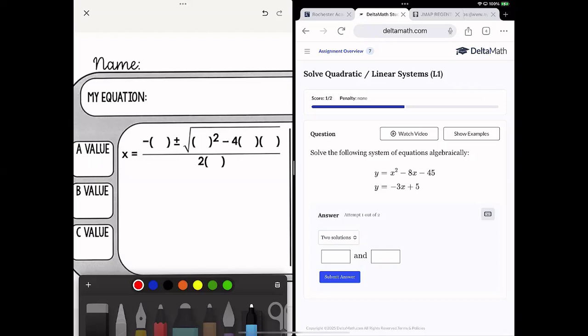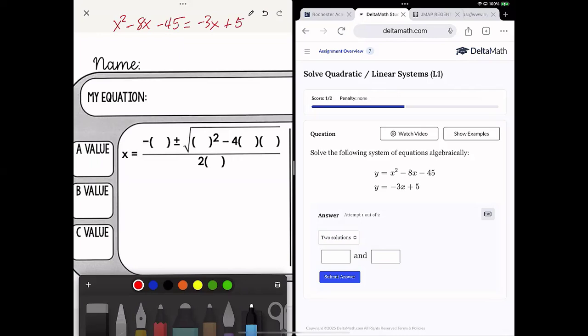They've given us two equations, y equals x squared minus 8x minus 45, which is a quadratic equation. And they've given us another equation, y equals negative 3x plus 5, which is a linear equation. I'm going to set those two equal to each other since they are both equal to y. They're also equal to each other. So I can do this. And now, once I've done this, I've created a single quadratic equation.